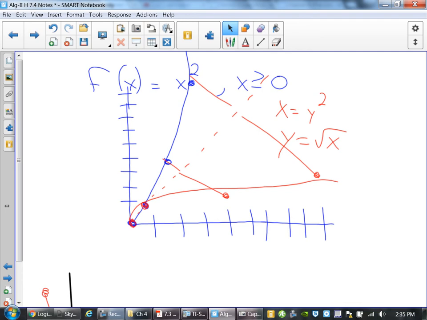That's why you'll see this domain restriction. Now I could have done the domain restriction here for the negative values, and we would have been looking at the opposite values and so on.